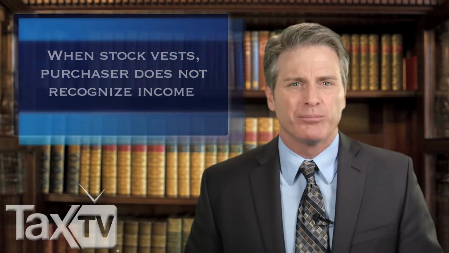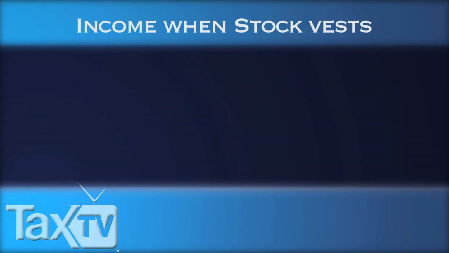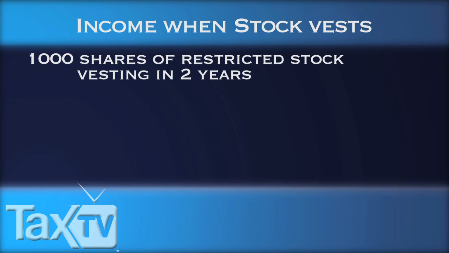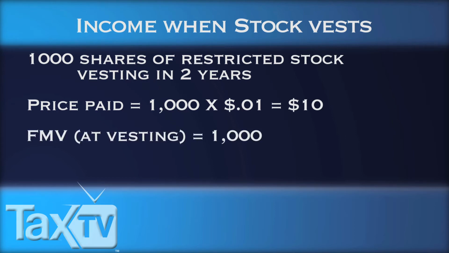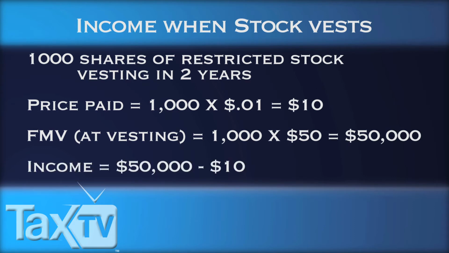Let's look at an example to see the difference. Suppose an employee receives 1,000 shares of restricted stock that vest in 2 years. When the employee purchases the stock, it's sold for a penny per share. Further, suppose that in 2 years, the value of the stock increases by $50. If the election is not made, the employee would be required to include $49,990 in ordinary income.